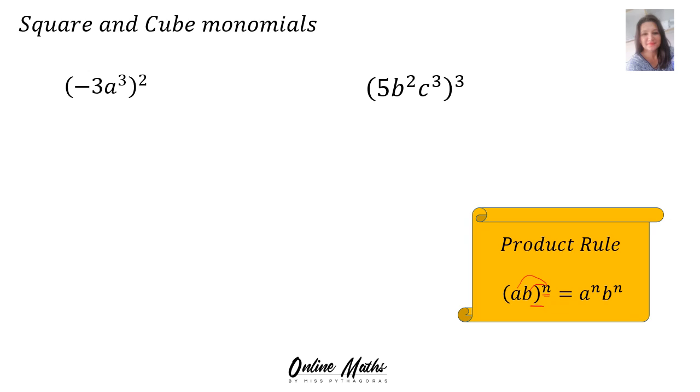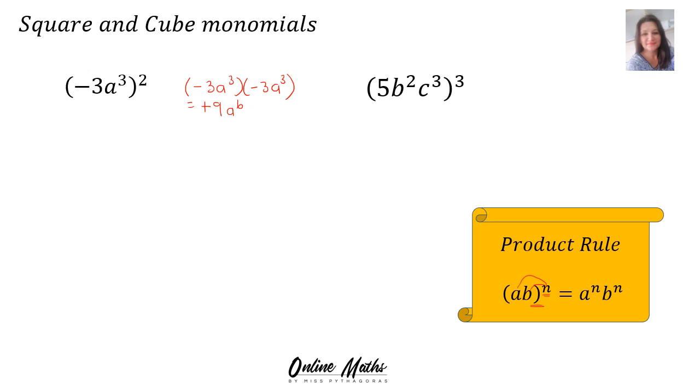If I give you (-3a^3)^2, there are actually two ways you can do this. Let me show you one way. This is the same as -3a^3 times -3a^3. A minus times a minus is a plus, 3 times 3 is 9, and a^3 times a^3, when you multiply, you add exponents, so it becomes a^6.